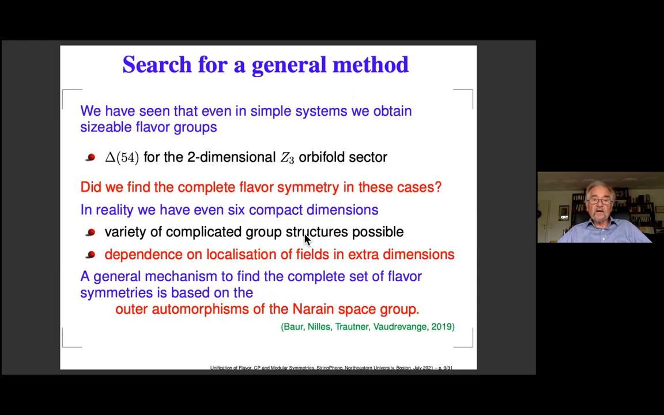But of course, we have seen in a simple system that we already have a rather large group with 54 elements, and we have to ask the question: is there some general construction which allows us to deduce the flavor symmetries of the theory, especially since we could be confronted with more difficult situations? And in fact, the general mechanism to find a complete set of flavor symmetries is based on the outer automorphisms of the Narain space group.